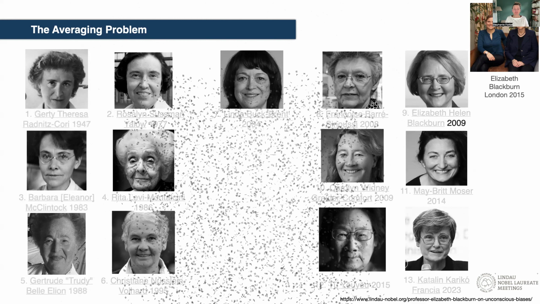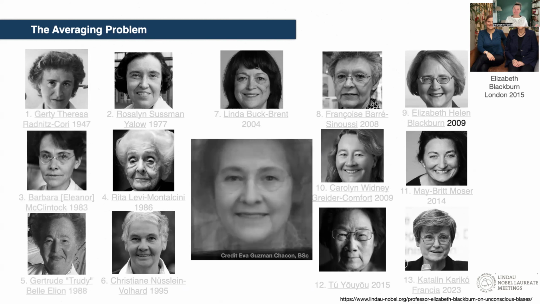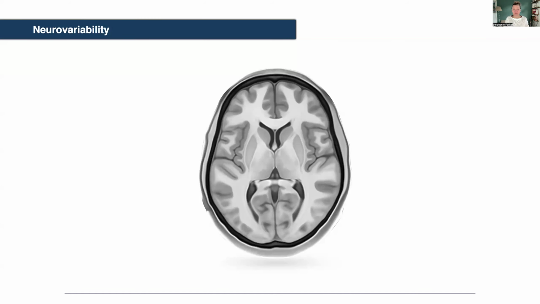Now, if you make an average image of what you have to look like to be a female Nobel laureate, we can see that the image in the middle doesn't really look like any of the women around it, nor does it go the other way. None of the women actually look exactly like the template. And that is what we call the averaging problem. Now, this is extremely tangible when we look at faces. It's a lot less obvious when we look at the brain.